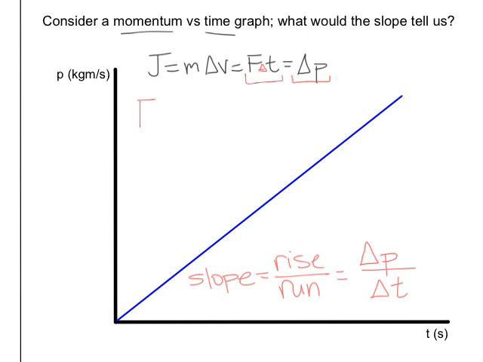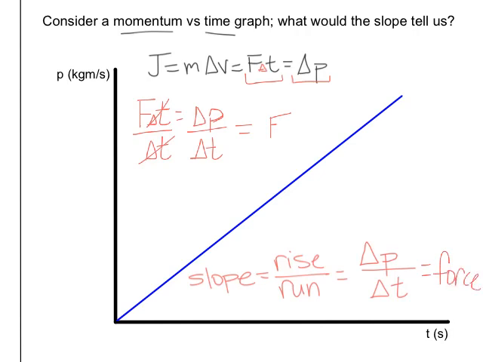So if I pull those out and say force times time equals change in momentum, and I want that to look like my slope, if I were to divide both sides, I'm going to go ahead and put the delta in there, by the change in time, that would tell me that this is equal to the force.